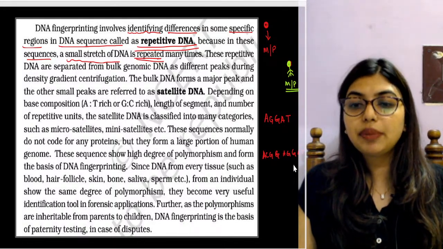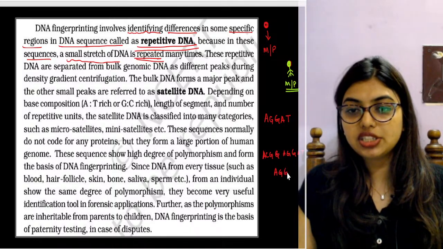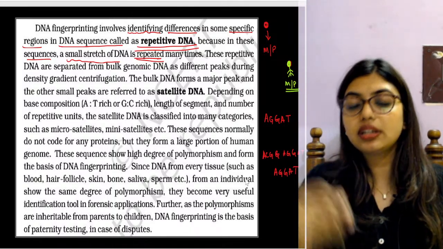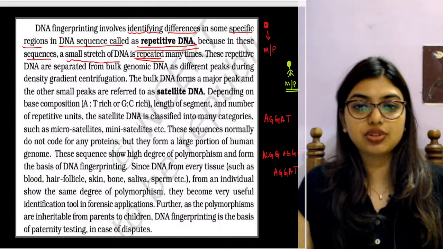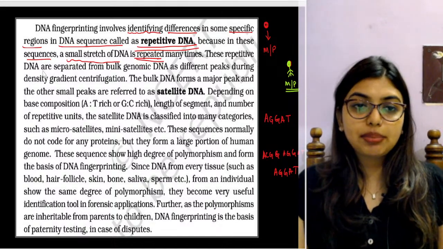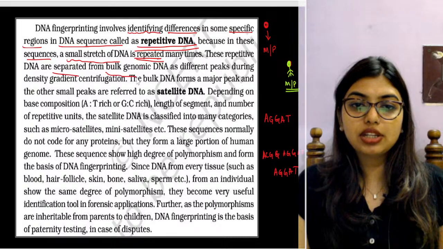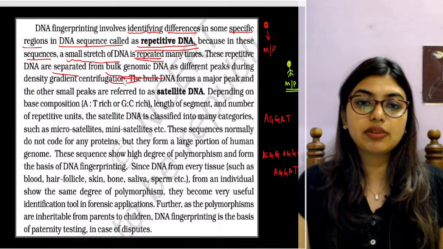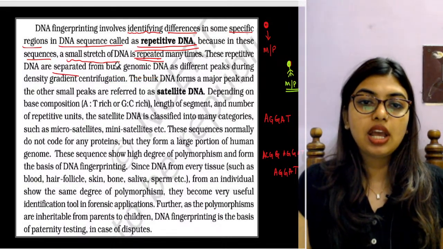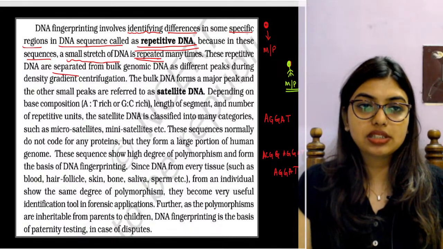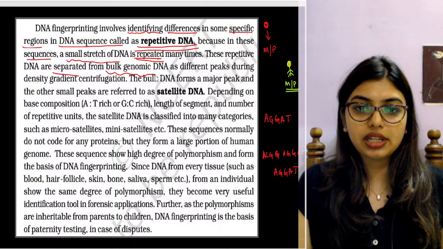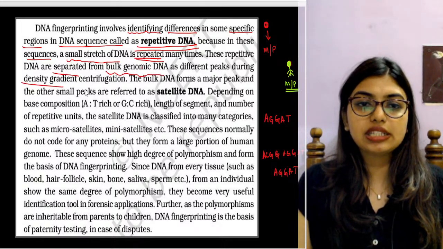AGGAT. It can repeat continuously again, AGGAT, or it can repeat differently. That means I'll show you down, students. Here there is no place to write. So these repetitive DNAs are separated from bulk genomic DNA. I told you, bulk DNA is the one that we have for 99.91%. This is called bulk, okay, bulk genomic DNA, which shows different peaks during density gradient centrifugation.